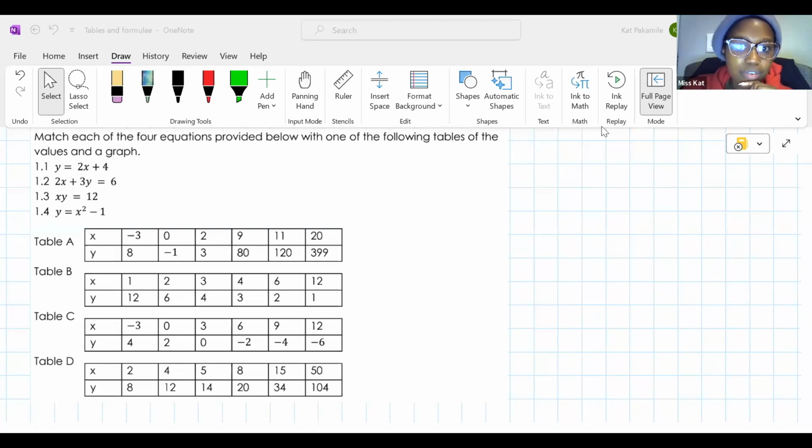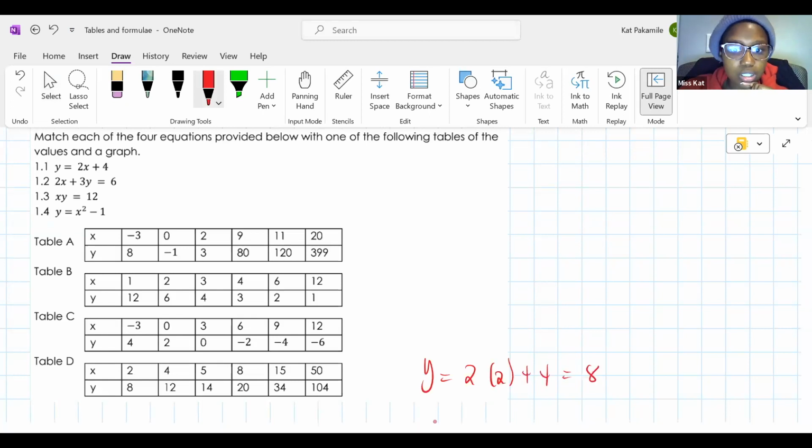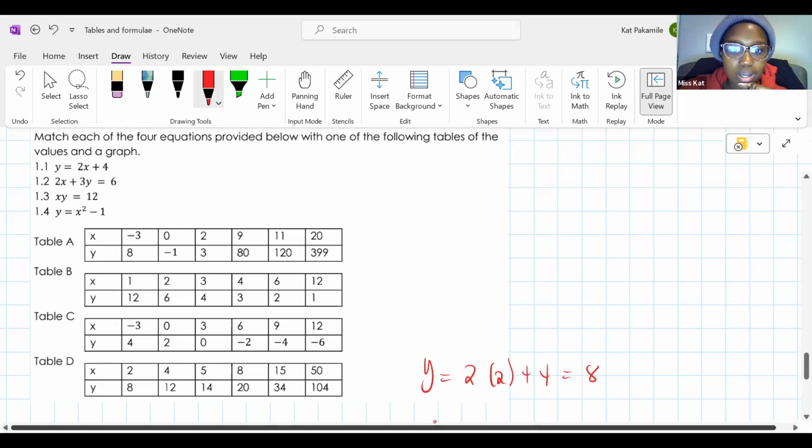Okay, you have an answer for 1.1. 1.1 is table D. Let's check. So 1.1 says y equals 2x plus 4. So y equals 2 times 2 plus 4 is indeed 8. Okay, let's try it with another one. Y equals 2 times 8 plus 4 is 20. Okay, that is correct. So 1.1 is table D.